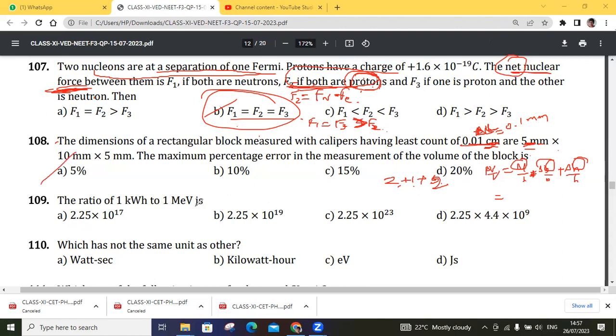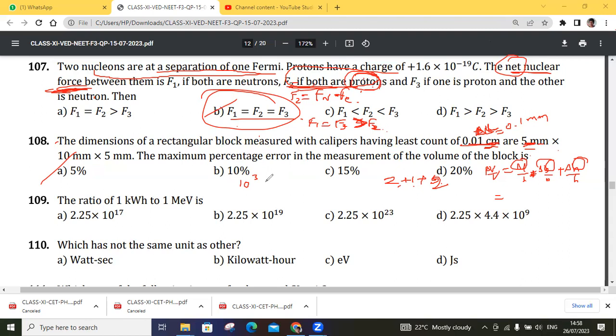And then the ratio of 1 kilowatt to 1 mega electron volt. So 1 kilowatt: kilo is 10 to the power 3. Watt is joule per second.